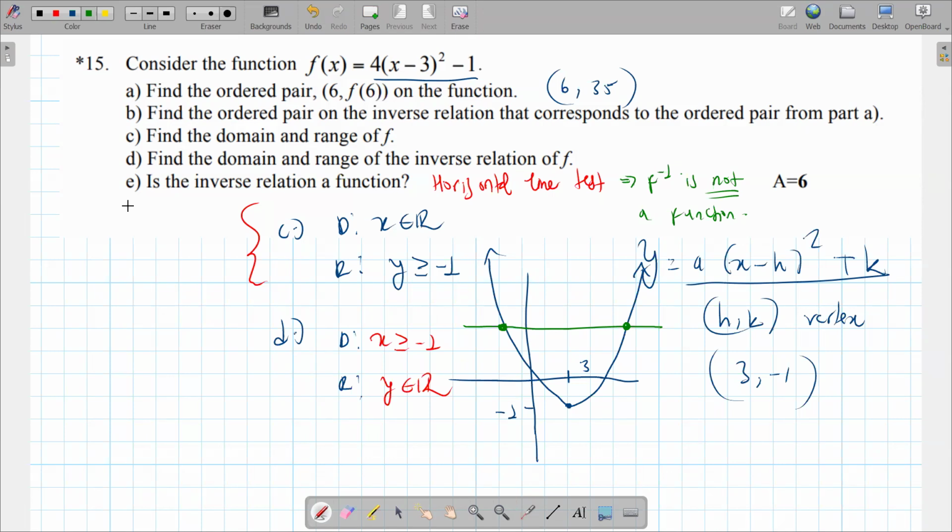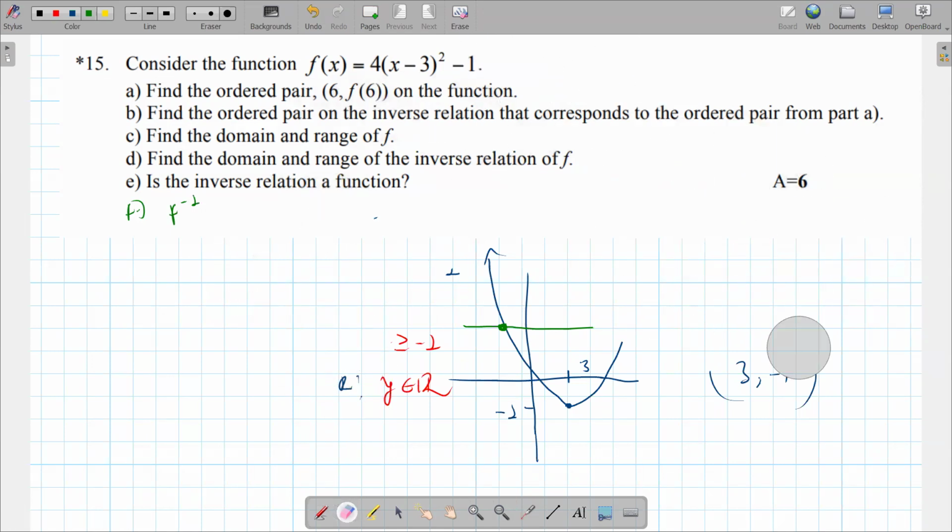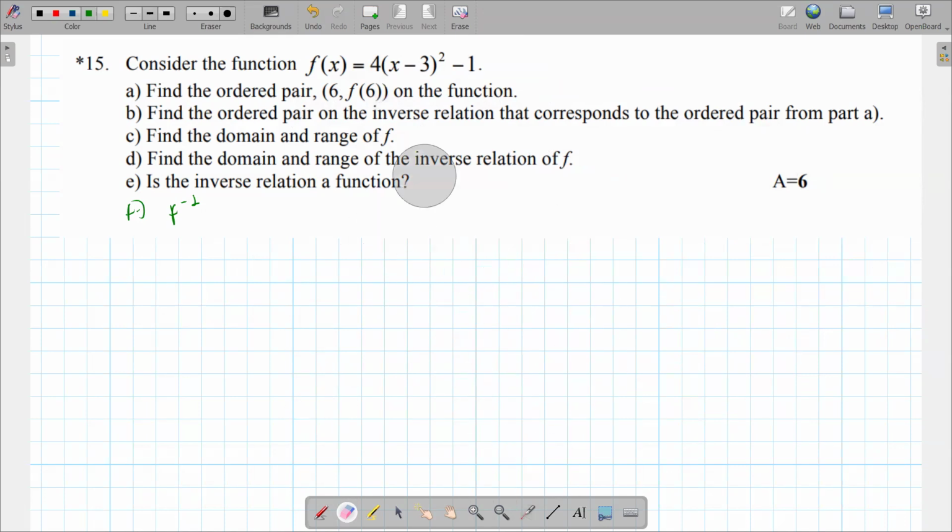Okay, let's assume there's a part f, and part f says find the equation for f inverse. So let's do that. To find the equation algebraically, step number one is interchange the variables. I'm just going to call f of x as y for now. So what we're going to do to find f inverse is y becomes x and x becomes y. So check this out. x equals 4(y minus 3) squared minus 1. How do we solve this equation for y? We need to isolate y.